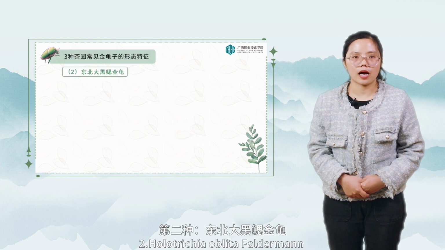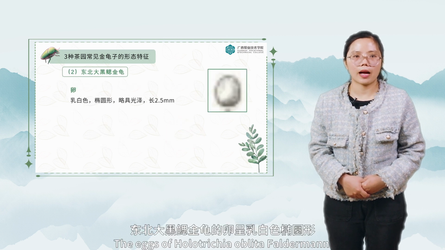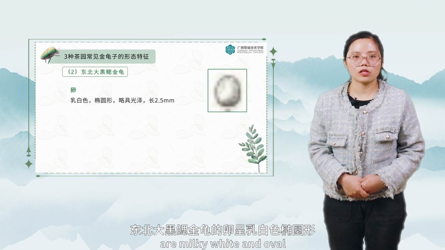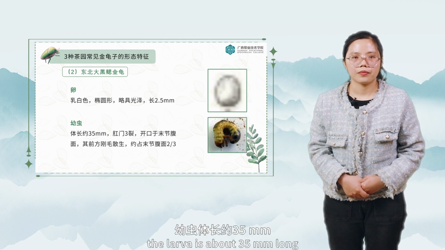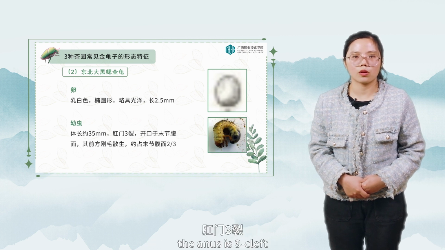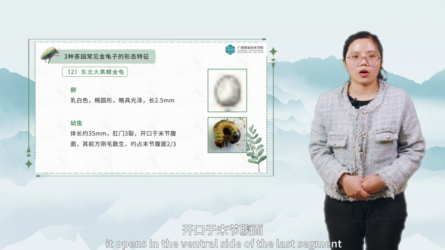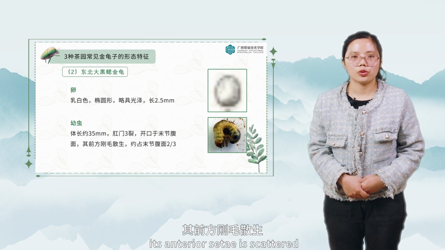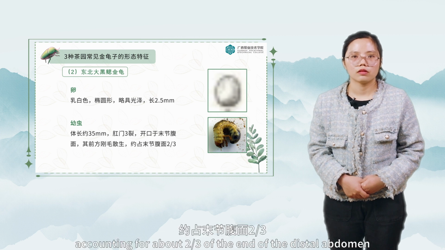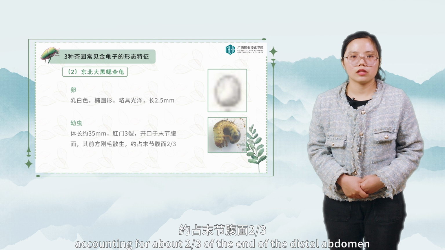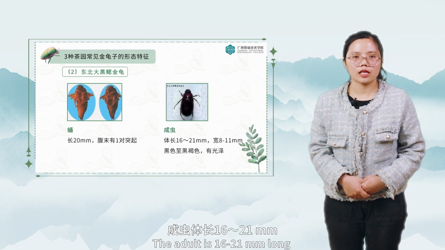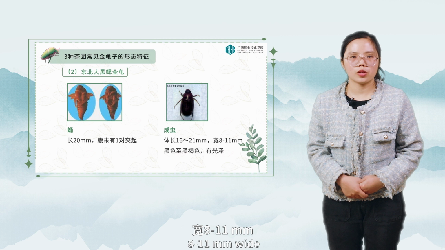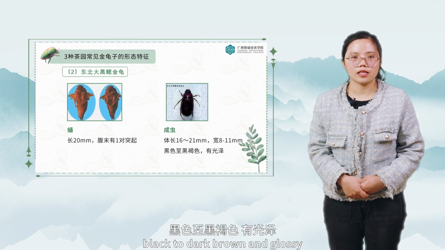2. Holotrichia oblita Faldermann. The eggs of Holotrichia oblita Faldermann are milky white and oval, slightly glossy, 2.5 millimeters long. The larva is about 35 millimeters long. The anus is 3-cleft. It opens on the ventral side of the last segment. Its anterior setae are scattered, accounting for about 2/3 of the end of the abdomen. Pupa length is 20 millimeters. There is a pair of protuberances at the ventral end. The adult is 16 to 21 millimeters long, 8 to 11 millimeters wide, black to dark brown and glossy.